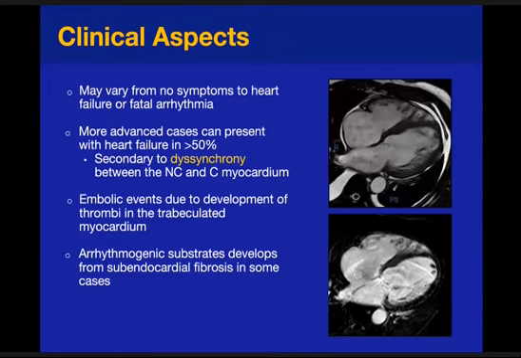These patients are at risk for embolic events because of development of thrombi in the trabeculated myocardium. Think of it as increasing the surface area of the heart, with a mesh-like, net-like structure, so it favors the formation of clots. These patients can also present with arrhythmogenic substrates from the subendocardial fibrosis, but that's only seen in more advanced cases. Life-threatening ventricular tachycardias have been reported in 20% or more of patients, and it's a concern for sudden cardiac death in patients with advanced disease.